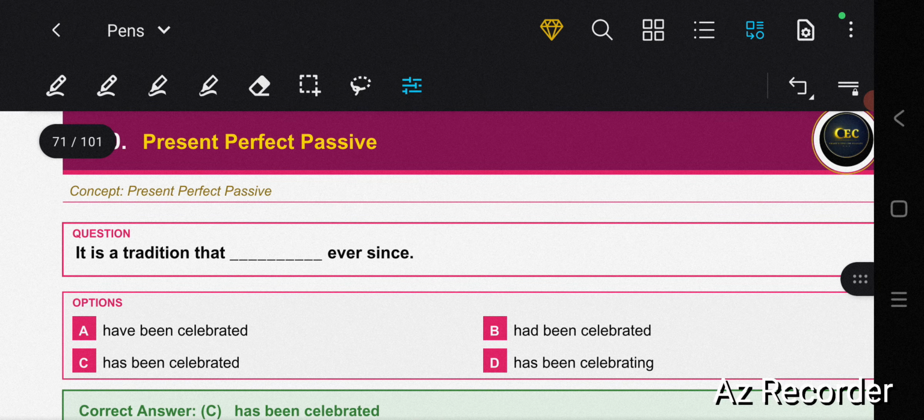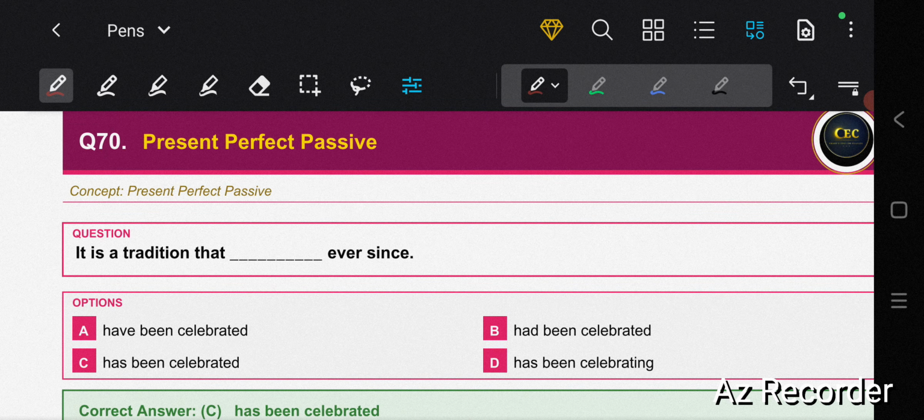Present perfect passive. It is a tradition that ever since present perfect. First of all, we have to find out the present perfect. Had, this is not about the present, it's about the past. And we see have, has, and has. So they are having three present related helping verbs. Okay, so which one should be the present perfect and the passive one?